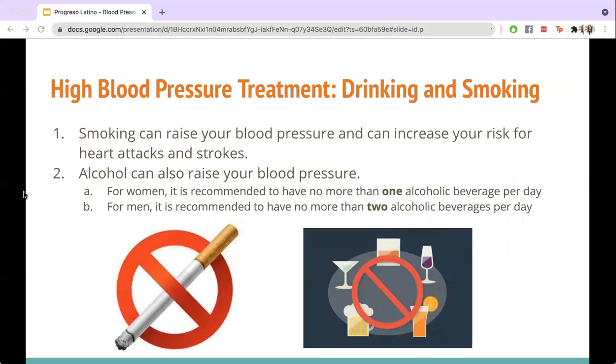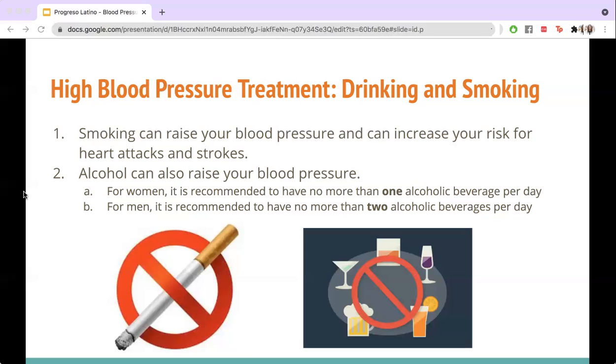Another lifestyle related change that's important for controlling high blood pressure is to limit smoking and drinking. Smoking can raise your blood pressure and increase your risk for heart attacks and strokes. And a stroke is when an artery to your brain gets blocked or damaged, and then your brain is not able to get enough oxygen and the cells die. And as those cells die, it can make it hard for you to do some of your day-to-day functions, depending on what part of your brain the stroke impacts.